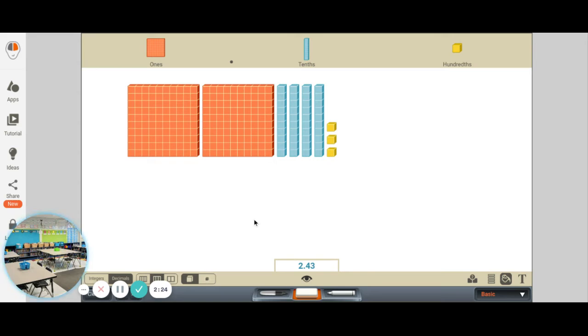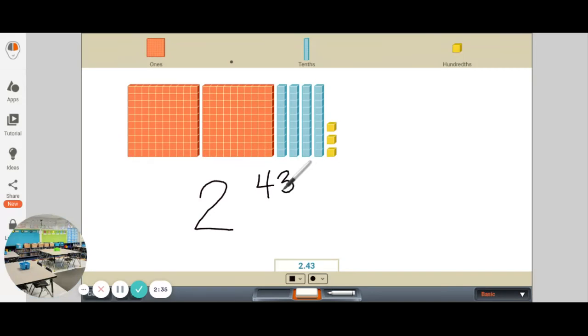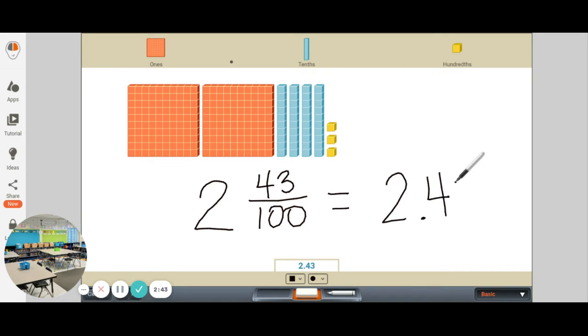So we could write this as a fraction as well. So if we were going to write this as a fraction, we would write our whole number. We have 2 wholes, and we have 43/100ths. So we would write it like this as a fraction. Now, this is equivalent to the decimal representation as 2 and 43/100ths. Okay? All right, let's try another one.